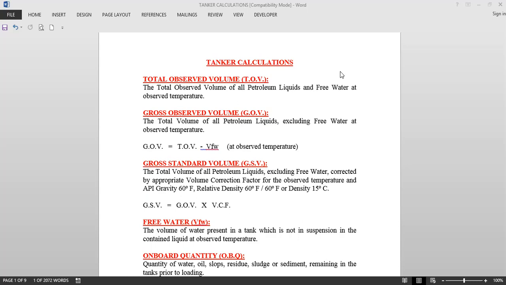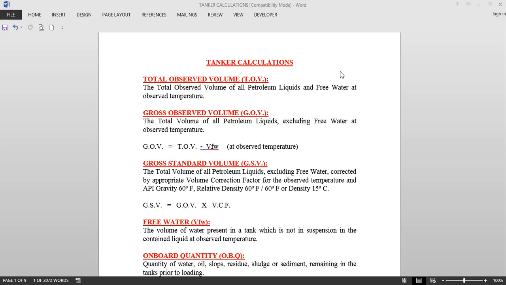Before I start, let's take an example of a certain liquid in a cargo tank. If you want to calculate the quantity of cargo in a particular tank at the present moment, all of you know there are ullage tables or sounding tables. You take the ullage of that particular cargo tank, you enter the ullage tables, and you will get a volume.